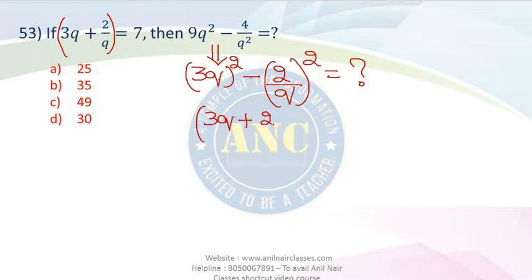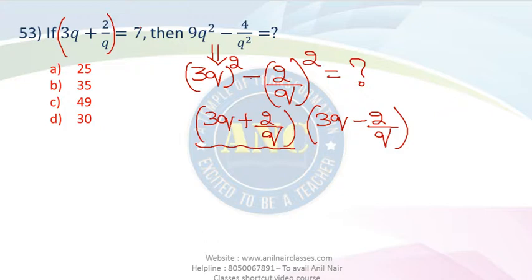That means (3q + 2/q)(x minus y), 3q minus 2/q. This is what basically they are asking you to find. But there are 2 terms in whatever I need to find. Out of those 2 terms, the beautiful advantage in this question is the first term value is given in the question as 7. 3q plus 2 by q value is given in the question as 7. This is already known to me.